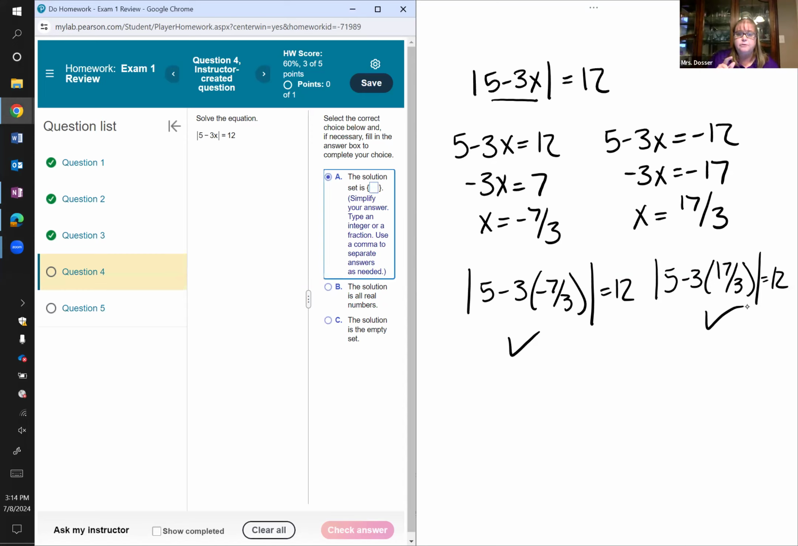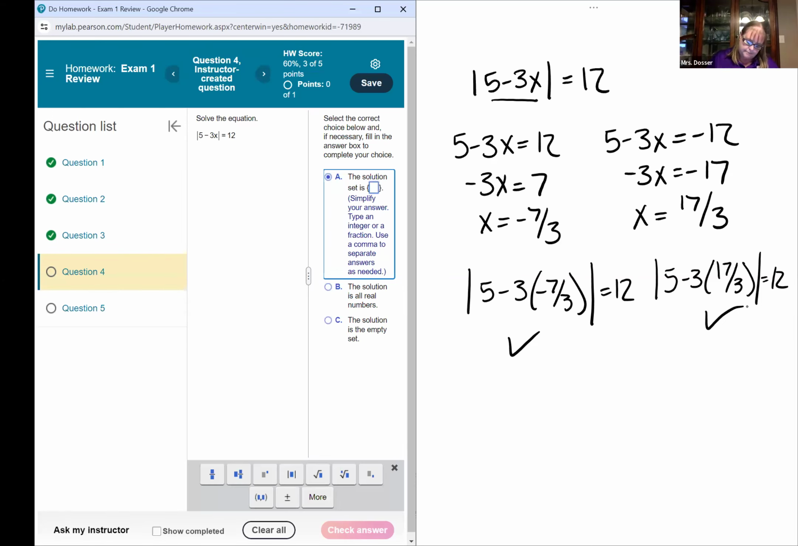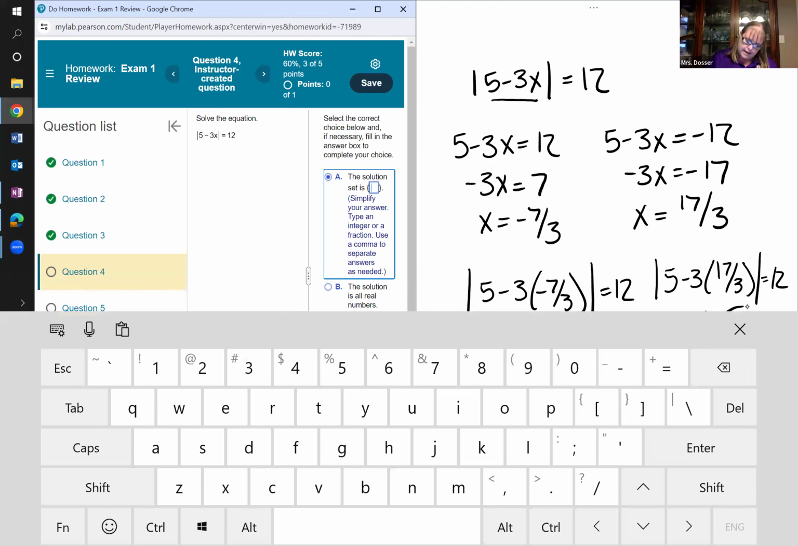Again, simplify your answer. Both of those fractions are simplified already. Type an integer or a fraction. They're both fractions. Use a comma to separate answers as needed. So we can enter our negative 7/3, and then we're going to arrow over, put our comma, and then we can enter our 17/3.